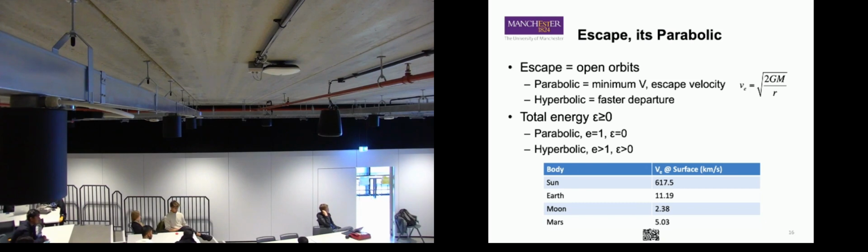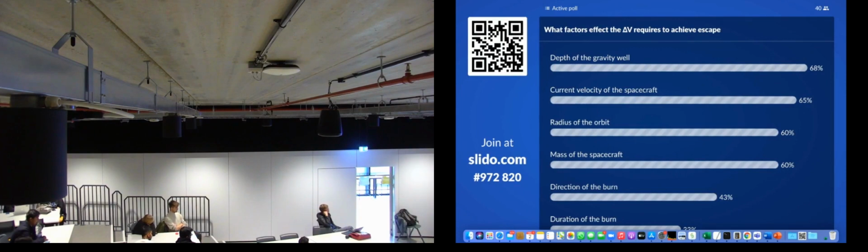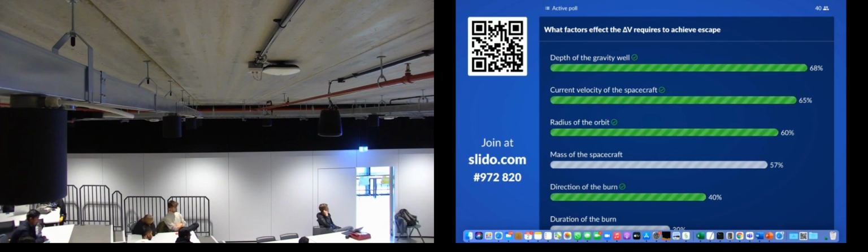So we have our gravitational constant times the mass of the major body we're orbiting. That's how deep our gravity well is. R is the radius of our orbit, so the higher up we are, the further we are away, the less the escape velocity is. And as you can see, that's the surface. When we get far out, it's not a whole lot. And of course, we're not asking about escape velocity, we're asking about how much velocity we need to add. So, the depth of the gravity well.